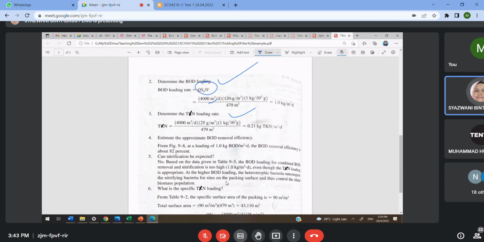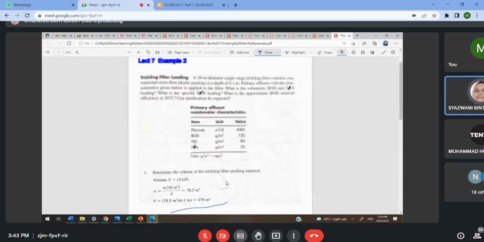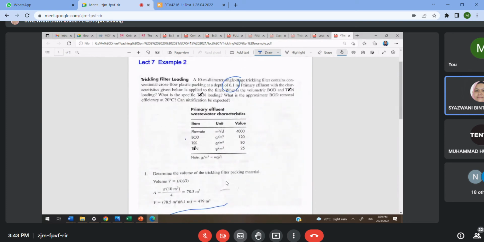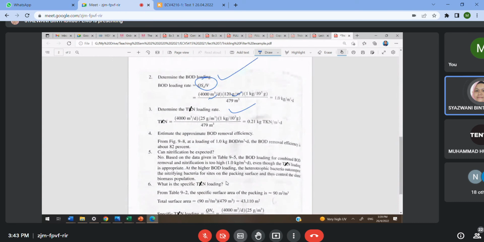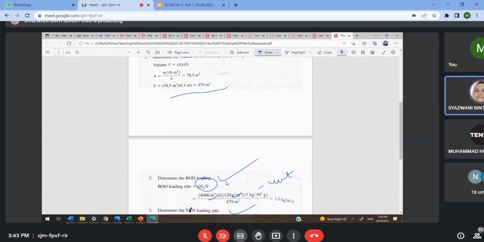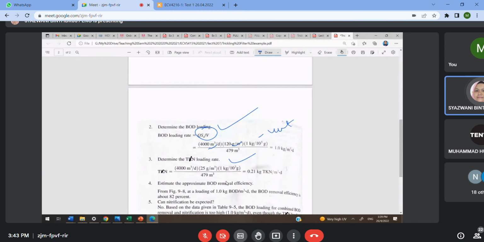1,120 is given in the question, the S naught. And what is S naught? S naught is the BOD. Okay, already mentioned just now. The BOD can sometimes also be represented by the S naught. And 1 kg, this is only the unit conversion, and 479 meter cube is the volume. You solve for this equation, you will get 1 kg per meter cube day.